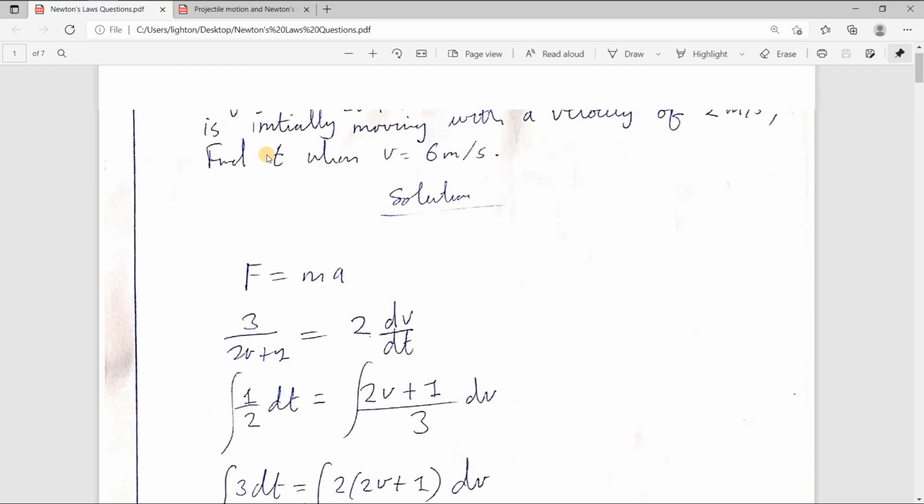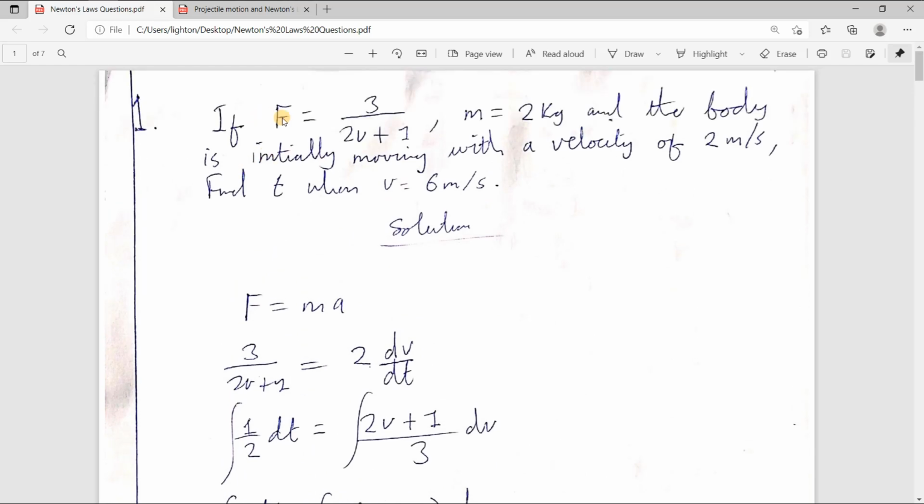The first problem is just saying if F is equal to 3 over 2v plus 1. So this force is a function of velocity. As you can see, there's a variable for velocity in it. So this is F, the force, which is this expression. M is 2 kg, the mass of this body.